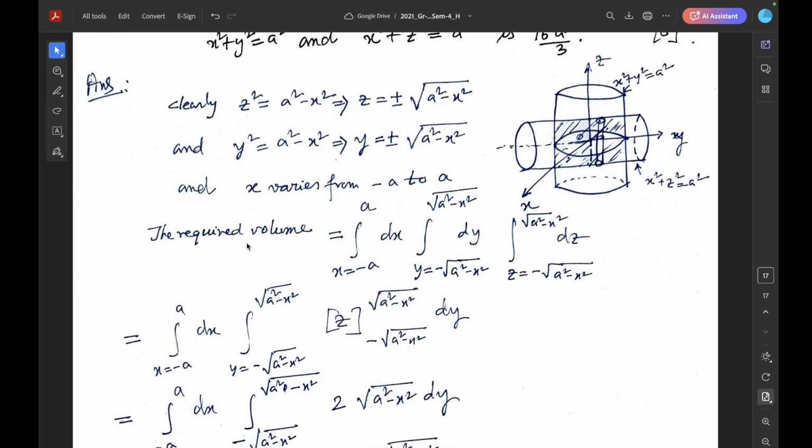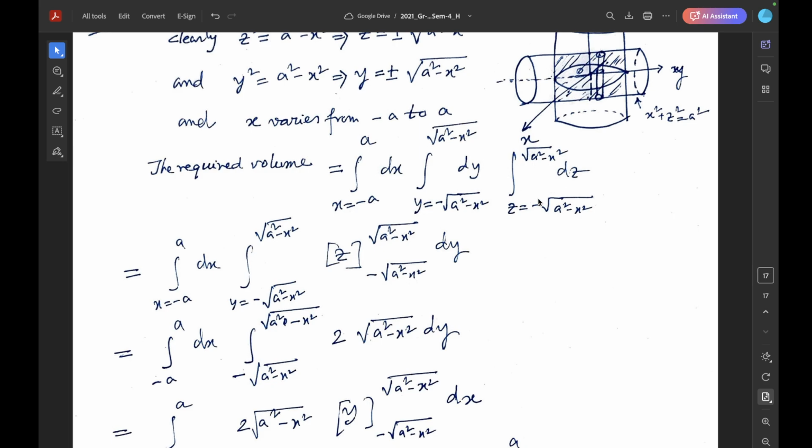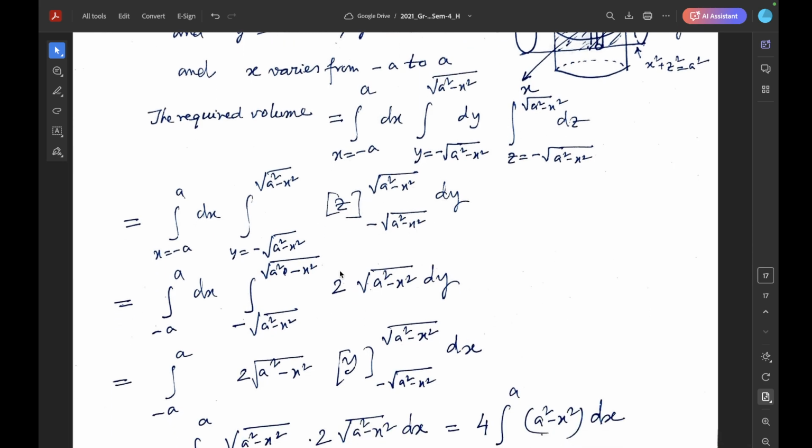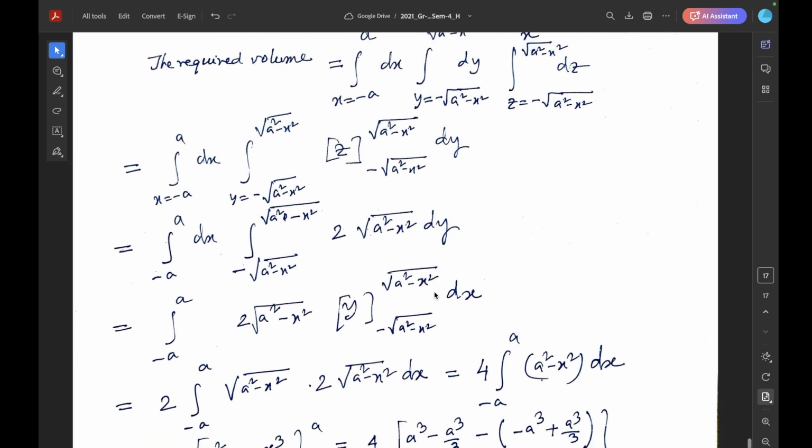So the required volume is the integration x equal to minus a to a dx, integration y equal to minus square root of a square minus x square to root over a square minus x square dy, and integration z equal to minus root over a square minus x square to root over a square minus x square dz. So from this last integration in z, after simplifying we get 2 into square root of a square minus x square into dy.